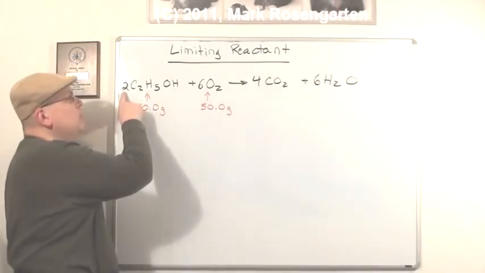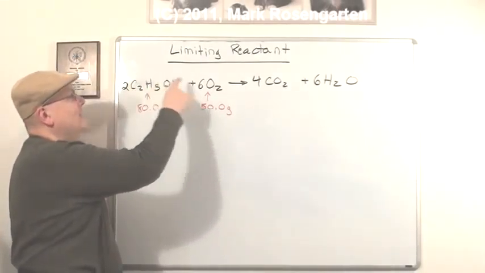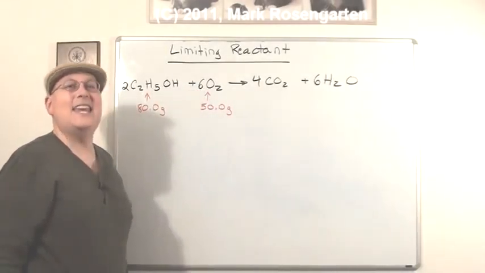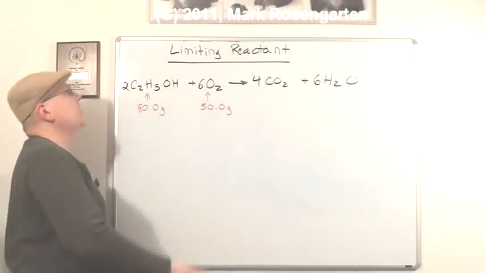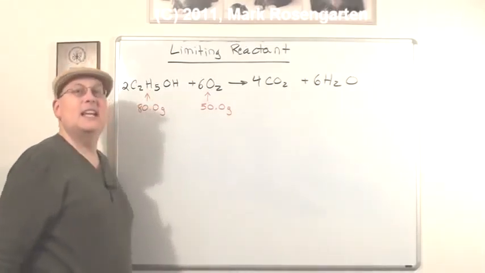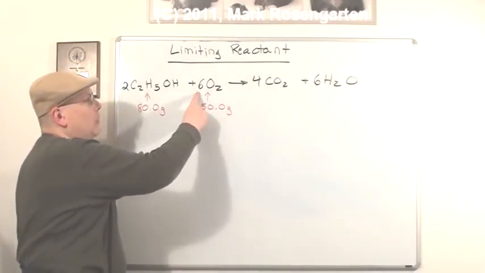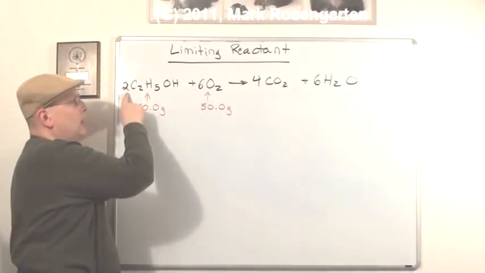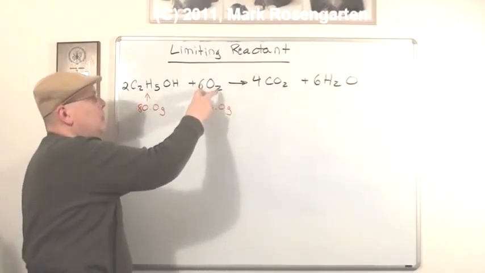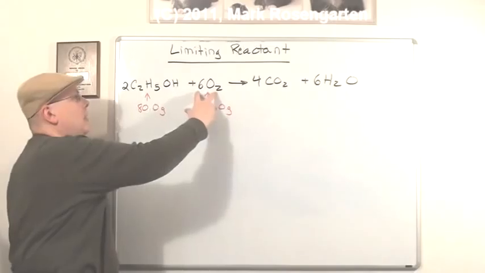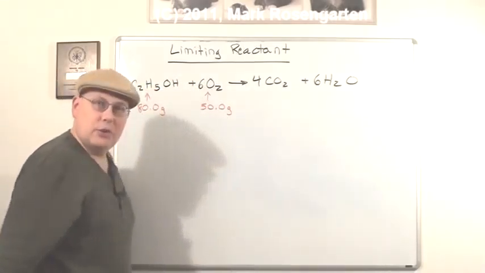So if I had 2 moles of alcohol and 7 moles of oxygen, then the oxygen would be in excess, which means that the ethanol would be the limiting reactant. If I only had 5 moles of O2 for 2 moles of alcohol, then the oxygen would be the limiting reactant because it doesn't have enough to make the proper stoichiometric ratio.